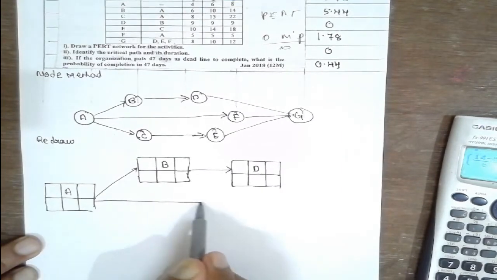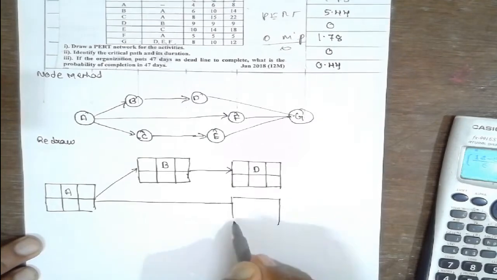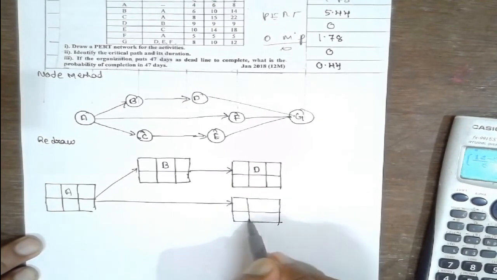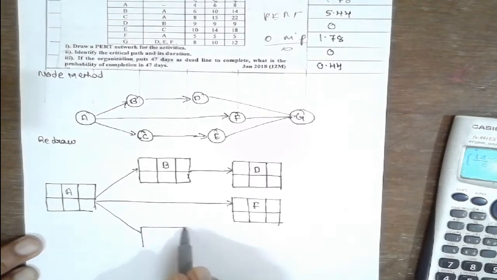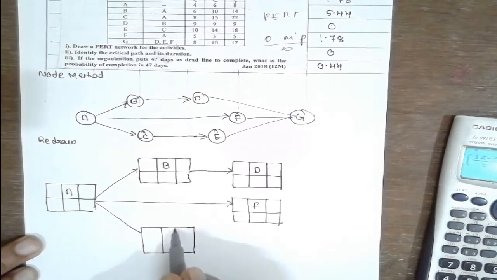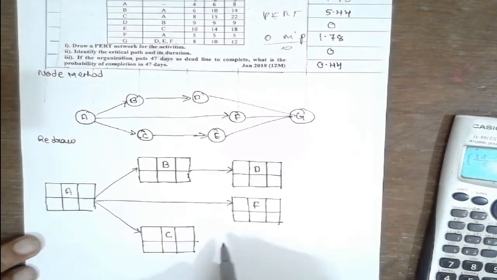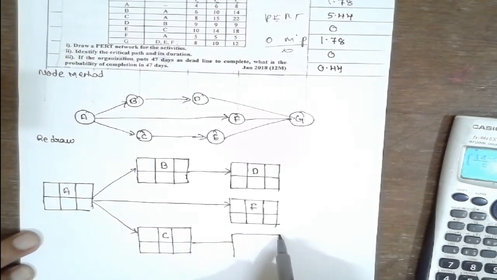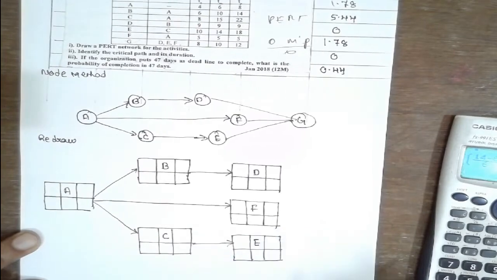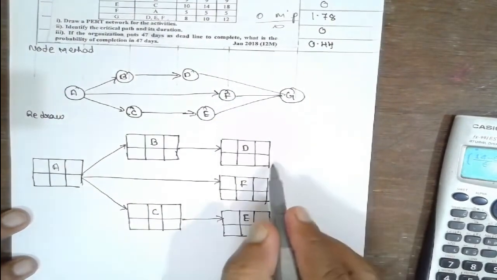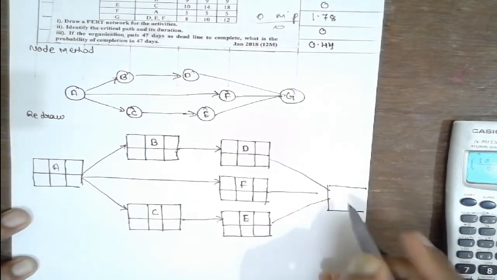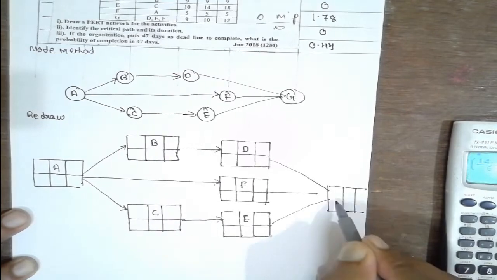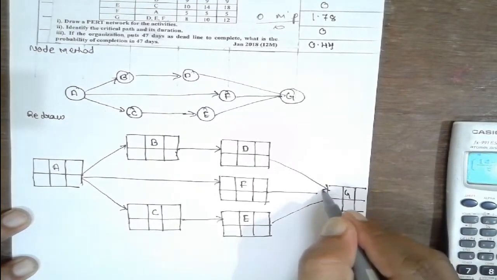Next, F, this is the F1. Similarly, for C, C is written exactly at the center. Now E, next the combination, as per this one, the combination. This is G. I'll show the arrow.